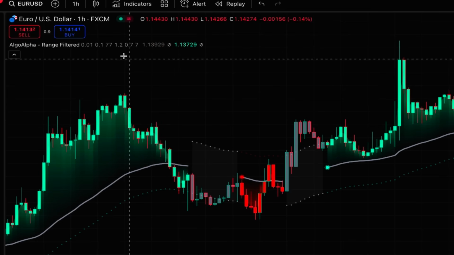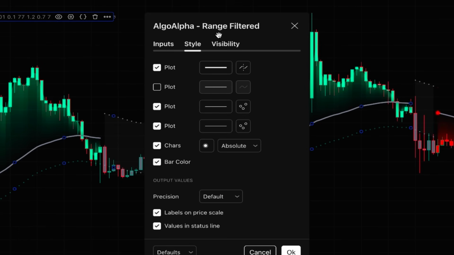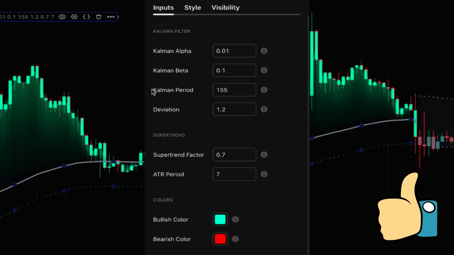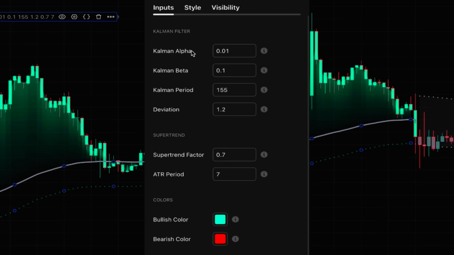First, we go to the settings of the indicator to make it optimized. We go to the inputs tab and here for Kalman period, we set it at 155, so it will better help us with trend identification. Here we have Kalman alpha, which is for controlling the smoothness of the indicator, and Kalman beta is for controlling sensitivity to trend changes. These settings are okay, but in case the asset that you're trading is too volatile, like crypto, you can increase them a little bit so the indicator will be smoother and less responsive to the large swings of the price in trading ranges.